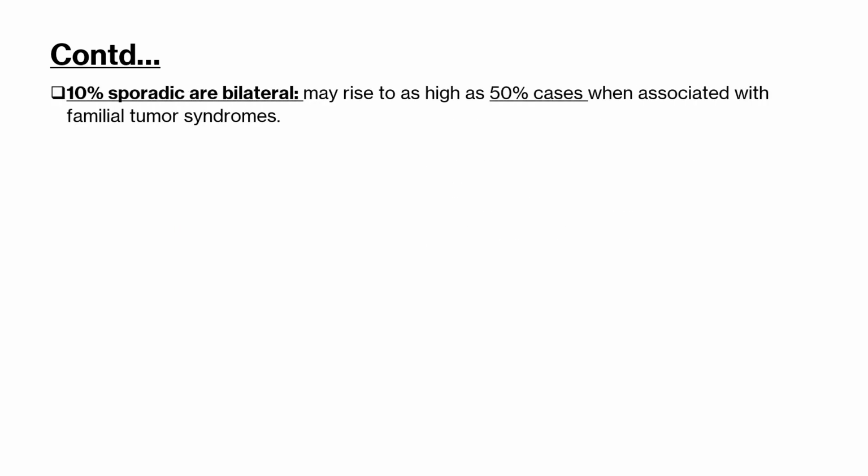Next, we see that 10% of sporadic pheochromocytomas are bilateral. That means they are present in both adrenal medullae of both suprarenal glands, and this may rise to as high as 50% of cases when associated with familial tumor syndromes. If this pheochromocytoma comes in association with any other familial tumor syndromes, then in that case this 10% occurrence may reach up to 50%.